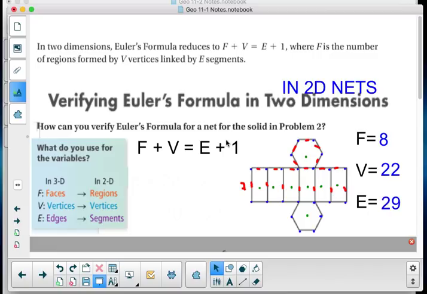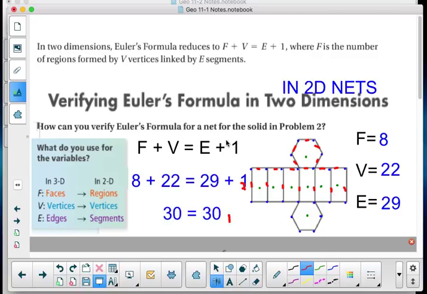Okay, so I've got those numbers for my regions, my vertices, and my segments. Now I pop those in here. I've got my 8, my 22, and 29. I add those together, and I get 30. So I've checked it, and I've verified that Euler's formula for 2D nets, or two dimensions, works.